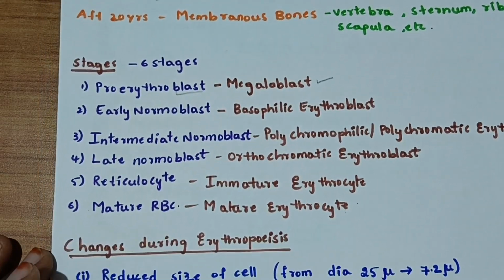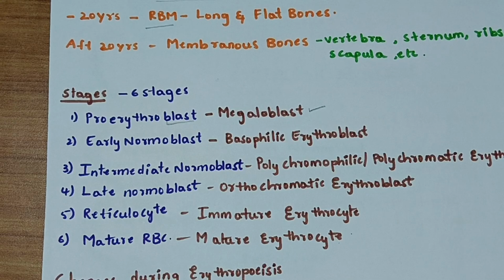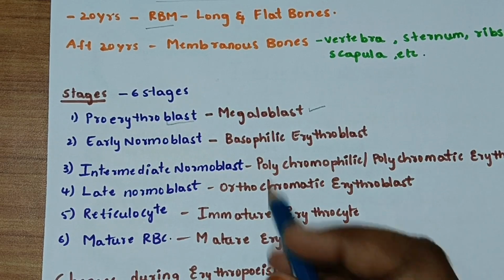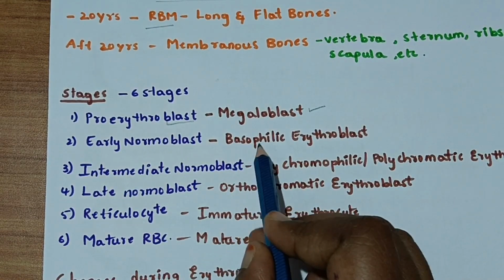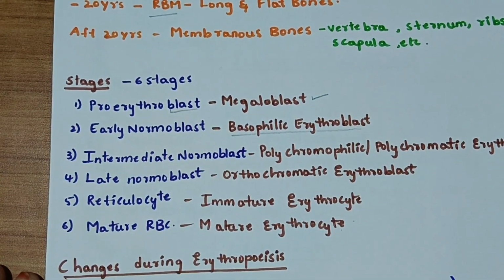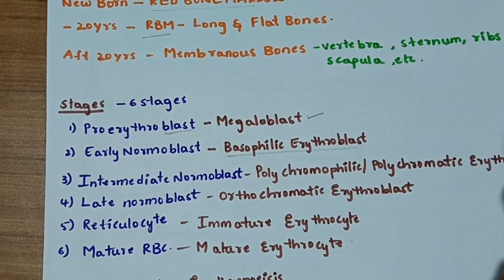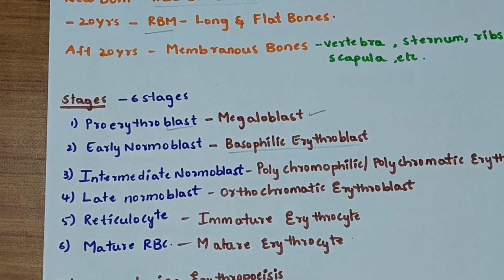The next stage is the early normoblast. The cytoplasm in the early normoblast stains basophilic, so it is known as basophilic erythroblast. Next is the intermediate normoblast. In the intermediate normoblast, the hemoglobin starts appearing. In the first and second steps there is no hemoglobin; in the third step there is the appearance of hemoglobin.